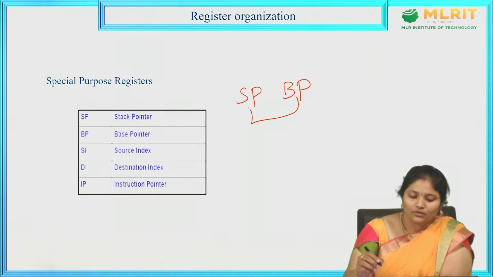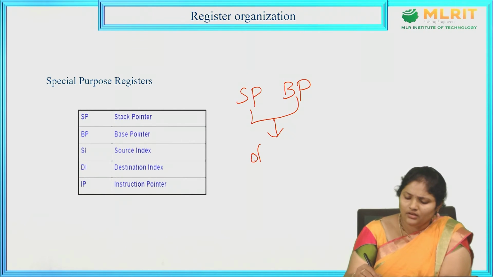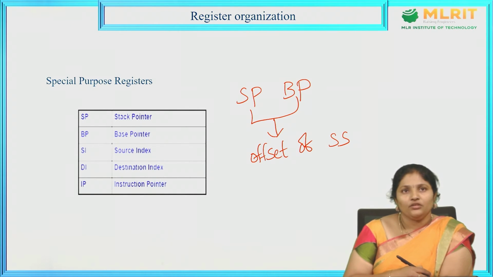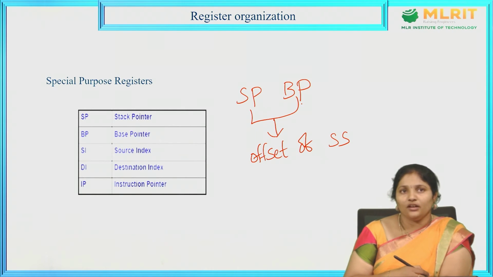These two, the stack pointer and base pointer, are used to store the offset of the stack segment. To find the physical address, we need two addresses. One is the segment address, which will be held by the segment registers, and another is the offset address, which will be held by particular registers. These two registers are used to hold the offset address of the stack segment.